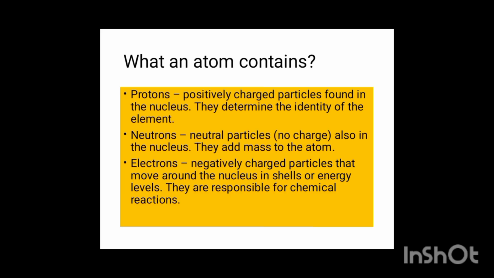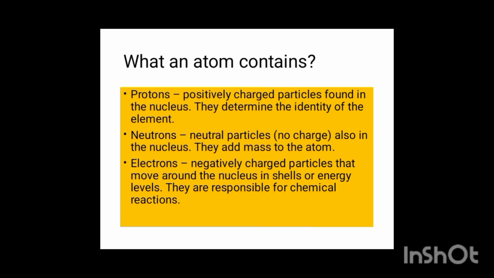So the identity of an atom or element is basically the number of protons, because according to them the elements are placed in the order of increasing atomic number. Neutrons are neutral particles, that means they have no charge. They are also in the nucleus, and they add mass to my atom. That means mass number is equal to proton number plus neutron number. So the main usage of neutrons is that they add to the mass number. Okay.